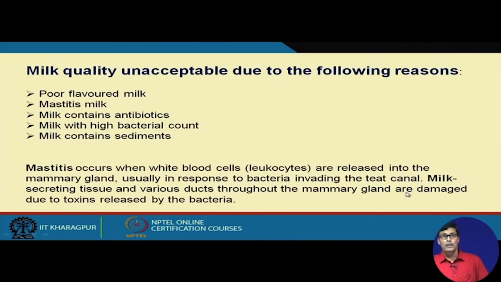Now, milk quality plays a very important role in the curd making process. The question comes: what are the parameters that determine the quality of the milk? The first parameter is poor flavored milk. If it gives a very bad flavor, that is undesirable. There is another property called mastitis milk.